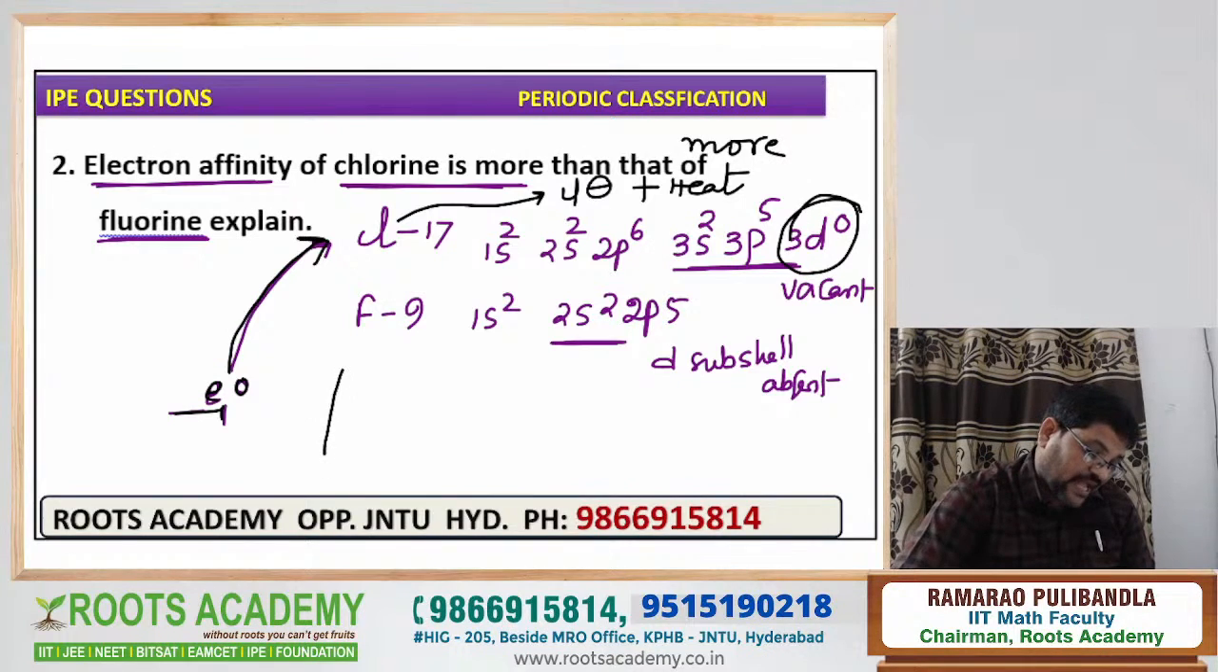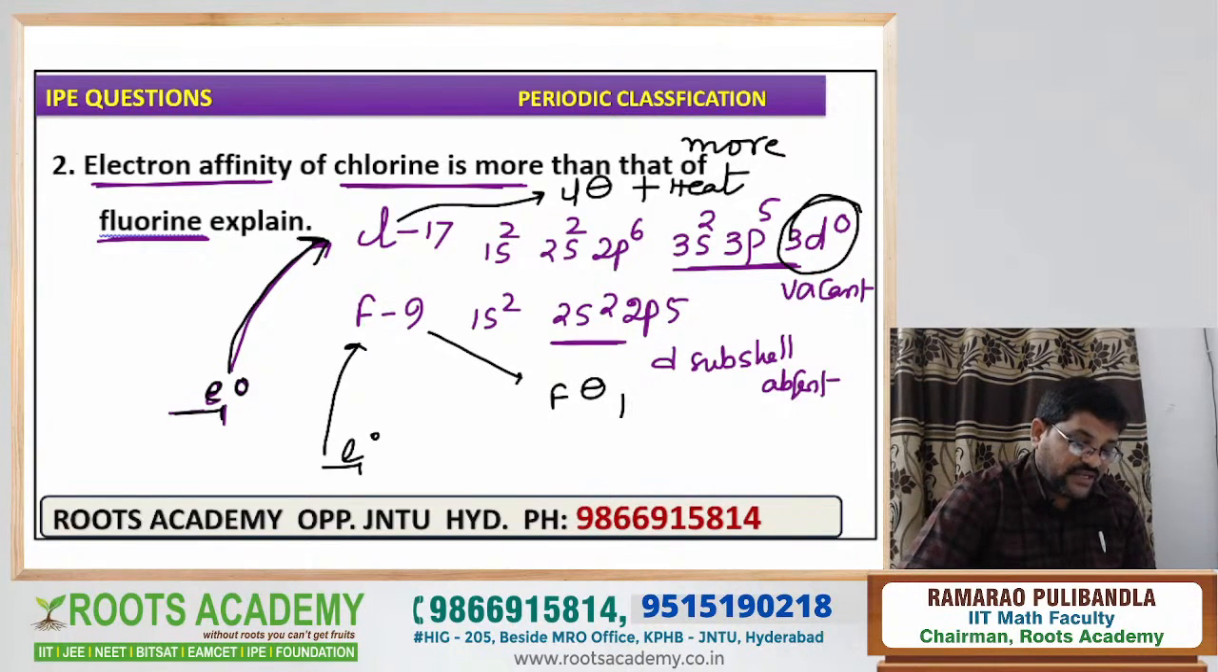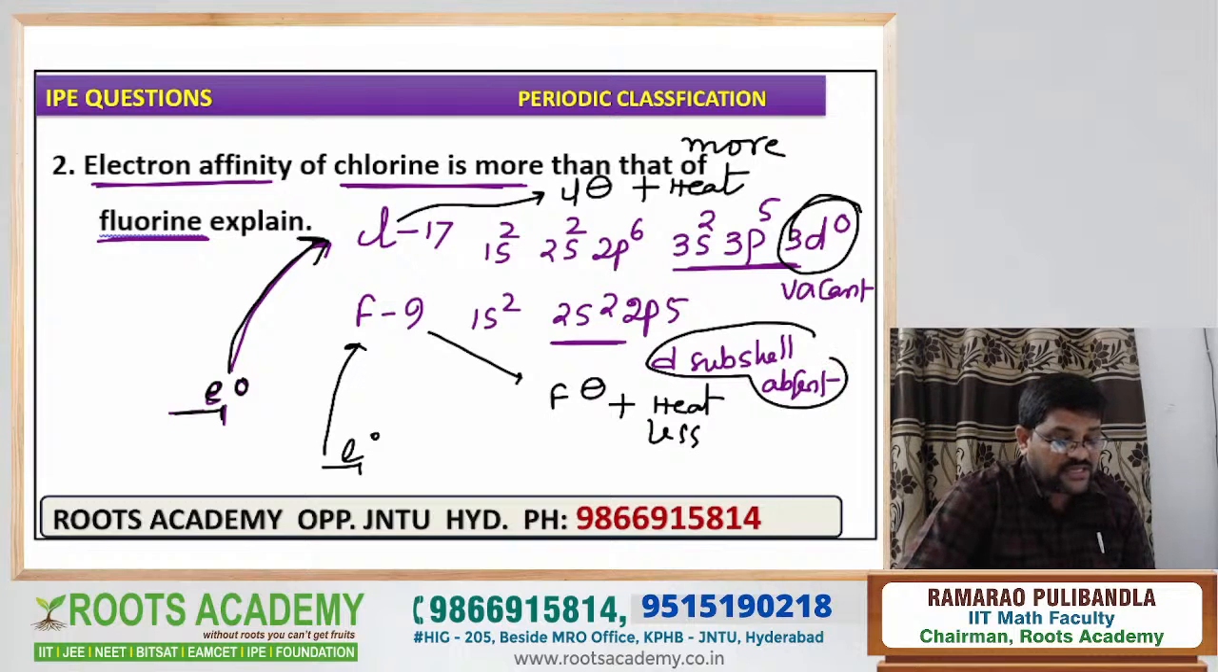When an electron is added to the fluorine atom, it forms F minus, but the heat liberated is less compared to the chlorine, because here the D subshell is absent. What is the reason? The D subshell is absent in the fluorine. Understood? But in the chlorine, the D subshell is present. That's why more heat is liberated in the chlorine.